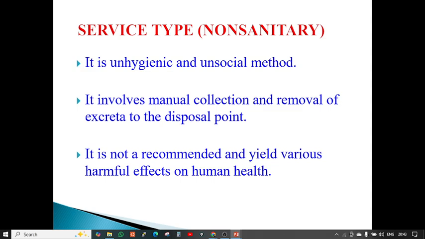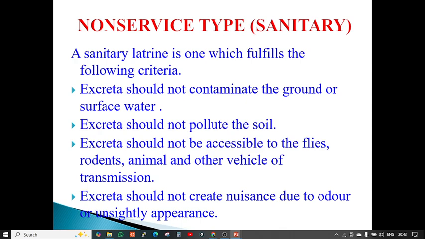Service type latrines are unsanitary, unhygienic and so unsocial. Particularly, these activities are seen in rural areas, where there are small, illiterate populations with no proper sanitation facilities, and they are very illiterate or poor. It involves manual collection and removal of waste from disposal. It is not decontaminated because it is contaminated, so the chance of contamination is more.